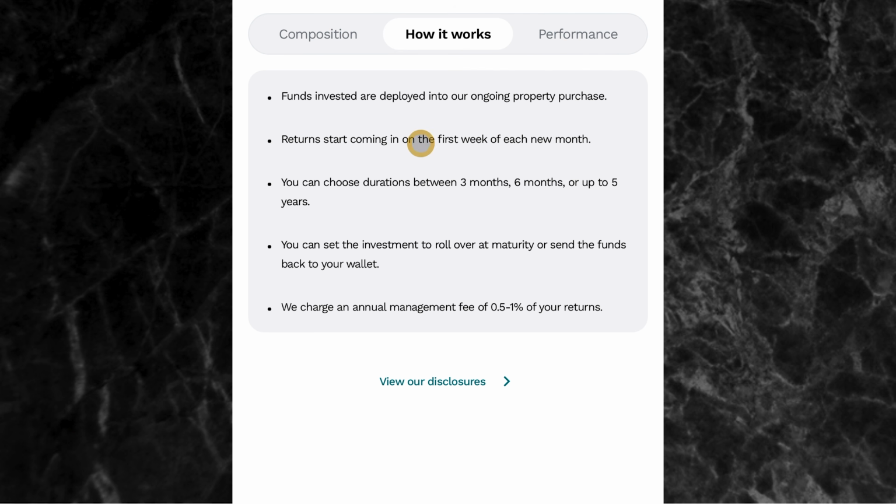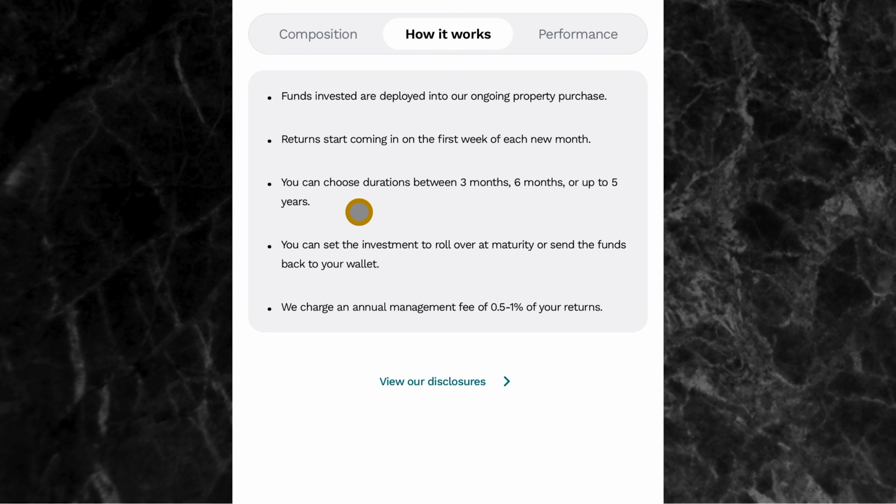That's it. And then the second one says returns start coming in on the first week of each new month. So this means that they are giving your returns every month. So if you are looking for an investment that will give you your returns every month, you can see it right here. So that means that first week of each new month. So if you invest now, then the first week of the following month, they'll give you your returns. First week of the second month, they'll give you your returns, and so on like that.